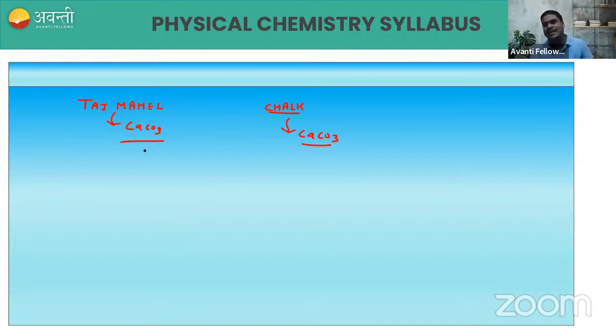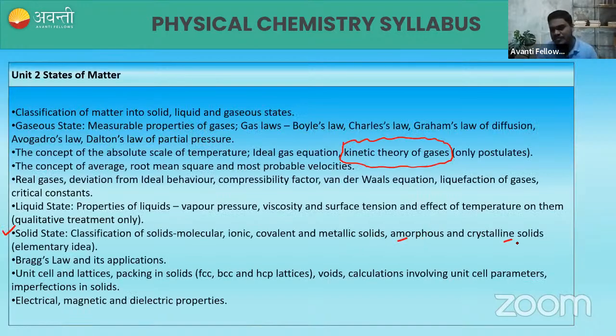If I'm talking about the Taj Mahal, I'm talking about the stone. So the stone's formula remains the same, calcium carbonate. The formula of chalk is also calcium carbonate, and the stone of Taj Mahal is also CaCO3, calcium carbonate. But the stone of Taj Mahal is basically known as crystalline solid, right? So it is a crystalline solid. So their particles are regularly arranged, three-dimensionally arranged. They are tightly packed, so they possess a hard structure. Whereas the calcium carbonate I'm talking about in chalk is an example of the amorphous solid, right? So this is very interesting. This type of classification, that is amorphous and crystalline solid, you're going to study in the solid state.